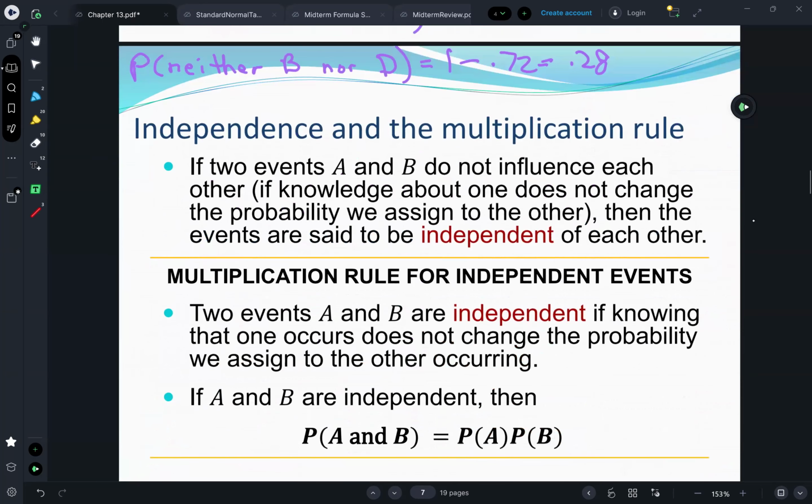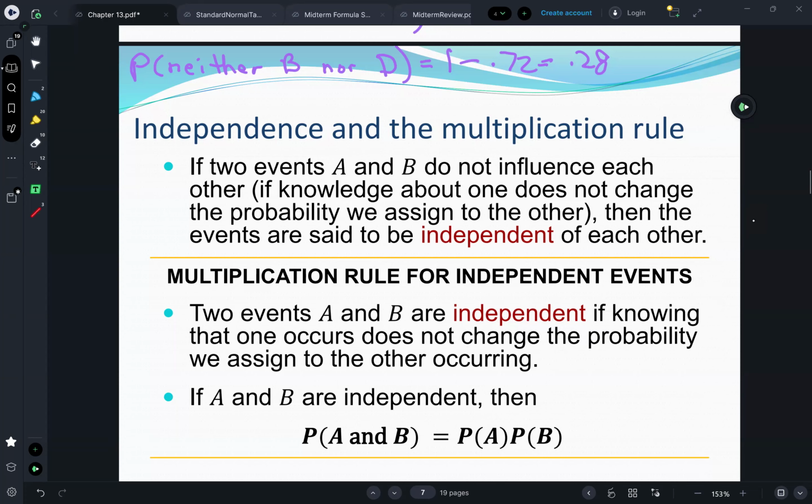Independence and multiplication rules. If we have two events, A and B, and they do not influence each other, so knowledge of one does not tell us anything about the probability of the other, then these events are said to be independent. We talked a little bit about this last time.